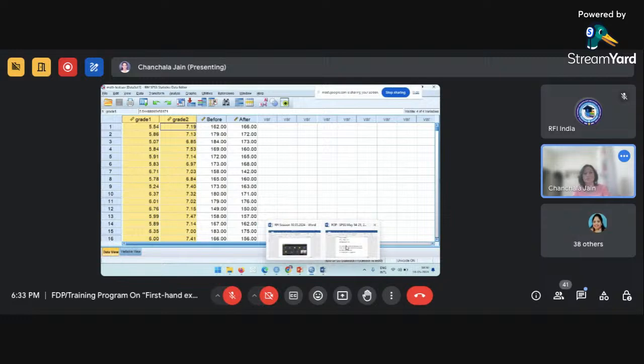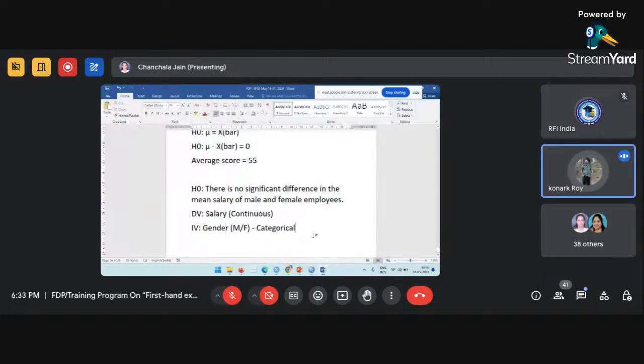Ma'am, is it like an experimental study or action research? Generally, we do it for experimental studies. Generally, in the medical field, we use it more.